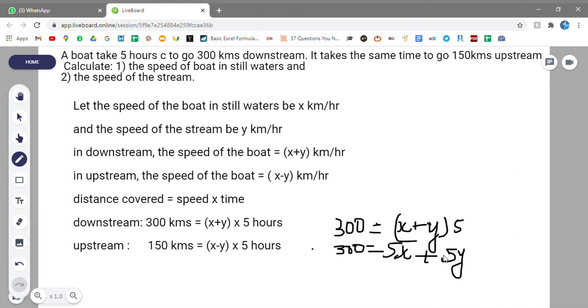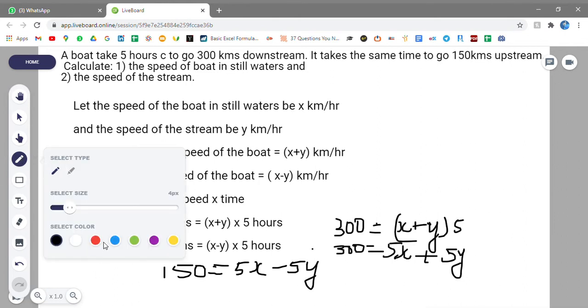Correct? I can write it like this. So I am just multiplying 5 into x and into y. Next, 150 kilometers is equal to the same thing, multiplication. So what I am going to do, I will get 5x, but it's not plus, it is minus 5y. Okay, so I got two equations here.